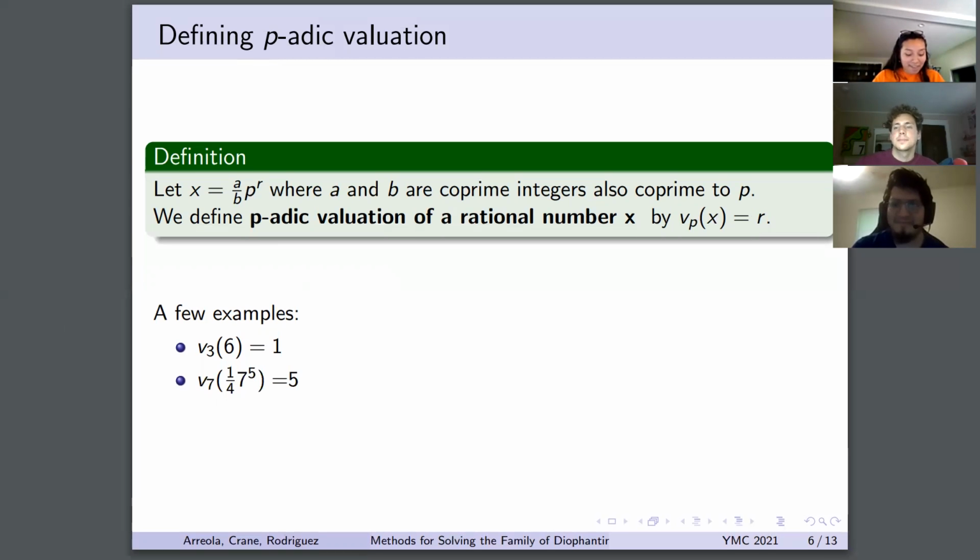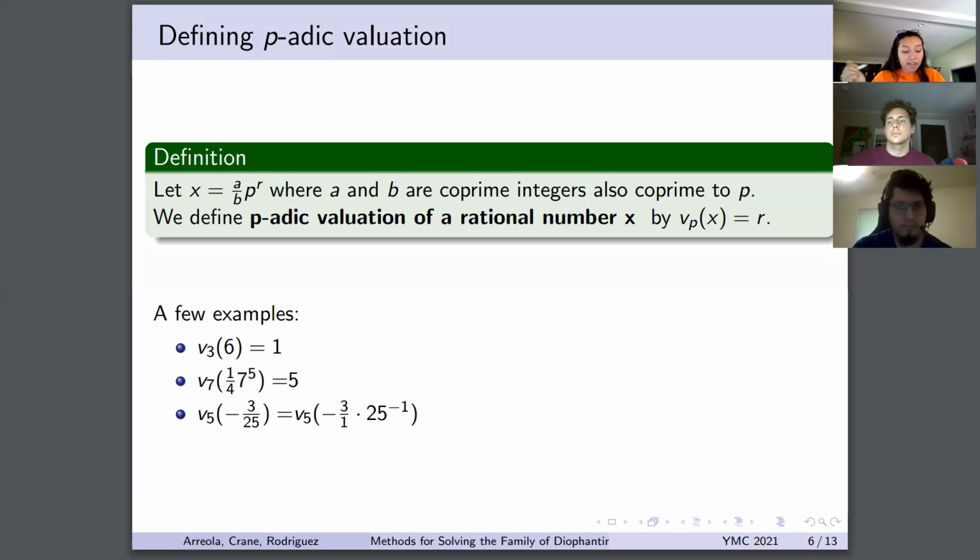Awesome, awesome. So now let's go on to a more complicated example. So we're now going to look at the 5-adic valuation of -3/25. So do we have any ideas here of what this could be? Let's break it down. So really this is equal to -3/1, just kind of putting it in that format that we're familiar with, times 25 to the -1st.